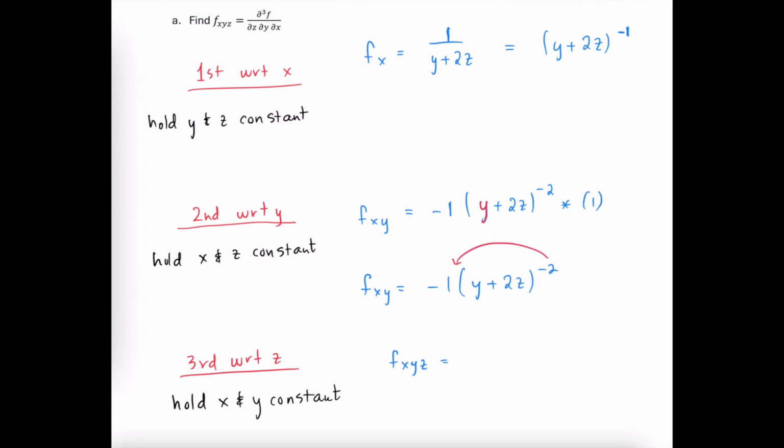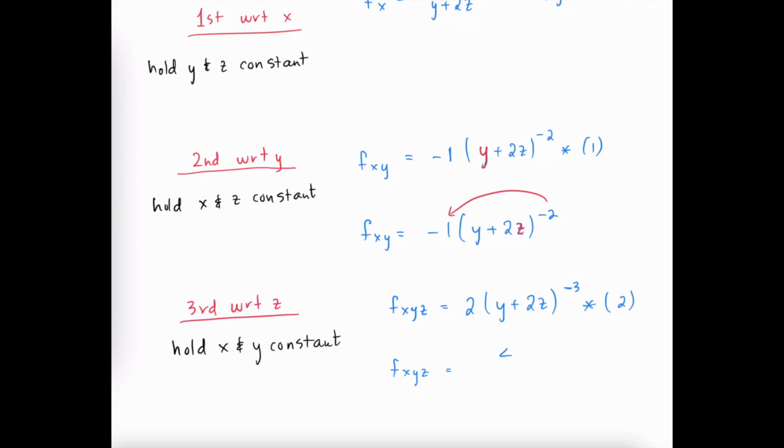So our negative 2 times negative 1 is going to be 2 times y plus 2z, and then we raise that to the negative 3 power. Multiplying by the derivative of the inside with respect to z, the derivative of the inside is just going to be 2. So our final answer is going to have 4 in the numerator of the fraction. And let's now go ahead and put y plus 2z down into the denominator with a positive power of 3, since this is our final answer.